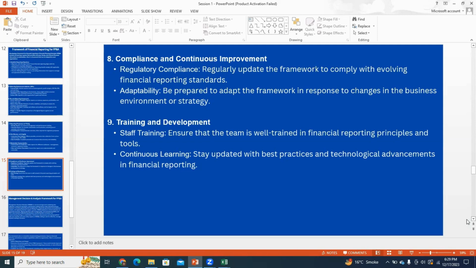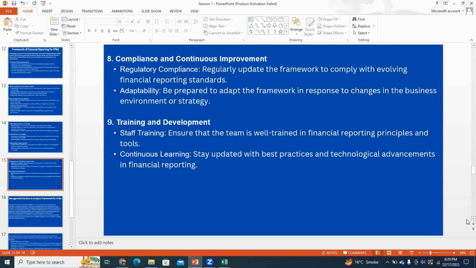Training and development, staff training. Ensure that the team is well trained in the financial reporting principles and the tools. Yes, staff training is very important to enhance their skills, their professional behavior, their analytical thinking, and their professional communication. Staff training is very important. It should be a well-ensured system.